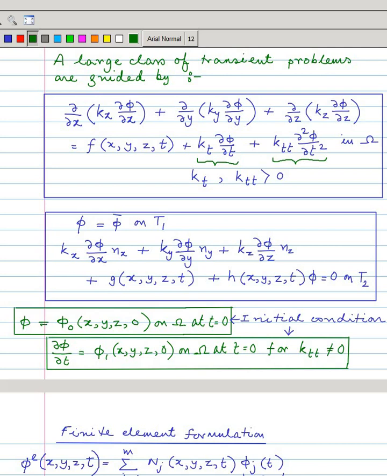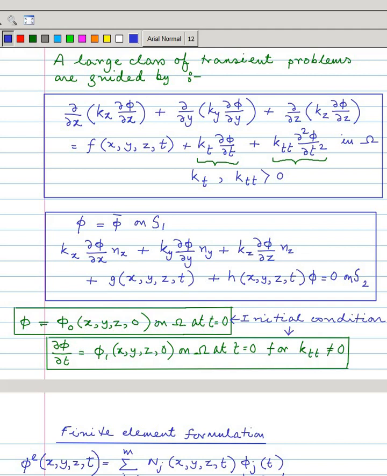Now g can also be a function of time, and h can also be a function of time on gamma 2 or s. I think we should make it s1 and s2. So this is s1, and s2, and this is the initial condition.